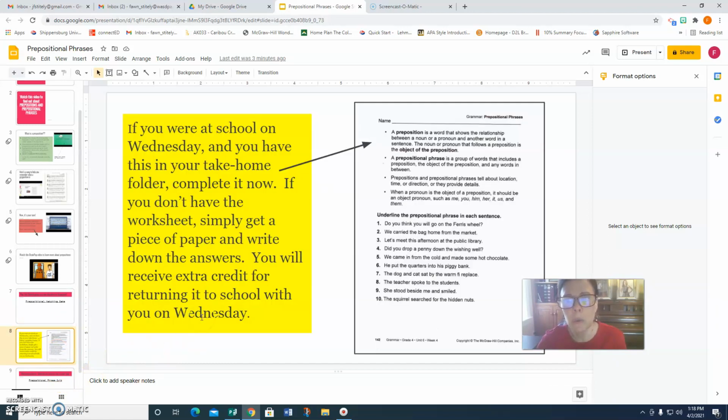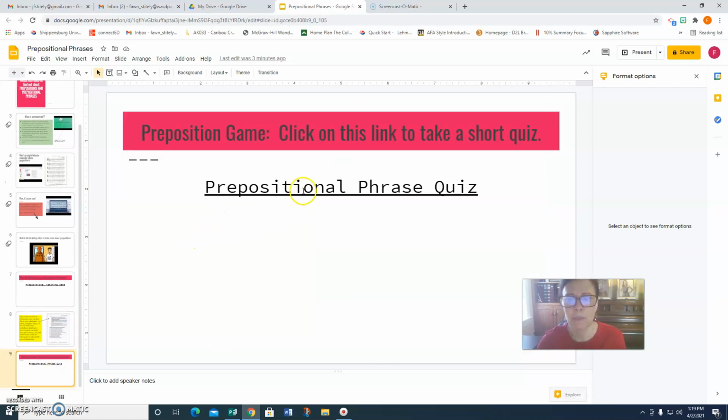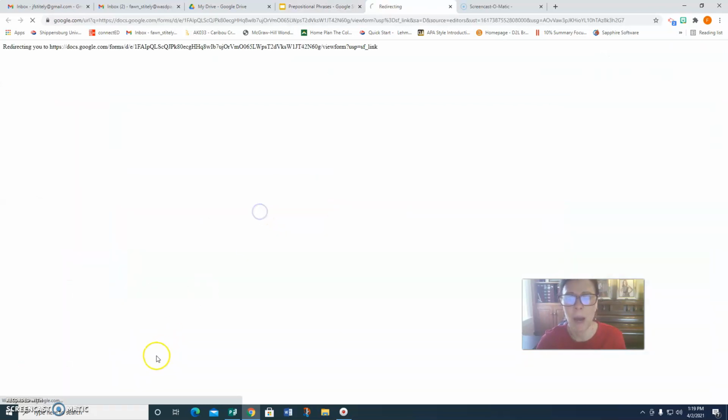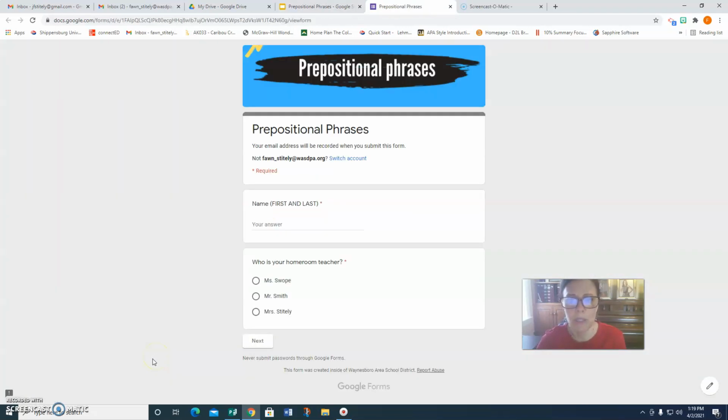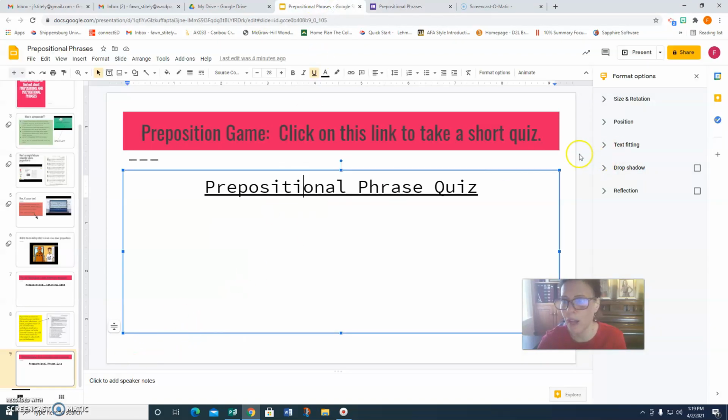If you were in school and already received this prepositional phrase worksheet, you may go ahead and complete the hard copy and bring it back to school with you. If you did not, simply get a blank piece of paper and number 1 through 10, and write down the prepositional phrases that you are going to underline. The last thing you're going to do is take a very brief quiz about prepositional phrases. It always starts out with your name and your homeroom teacher, and the rest of the questions will follow.